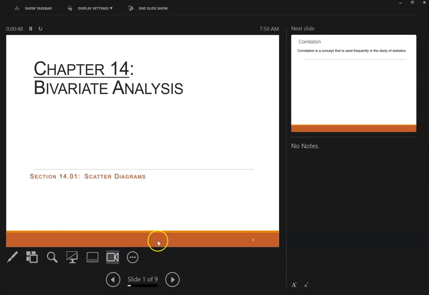The first test that we're doing is the chi-square test for independence to check for a cause and effect kind of relationship between our two variables. The second is going to be looking for a linear correlative relationship, and that's kind of what we'll be talking about in chapter 14, is how to test for that. So we're going to start with talking about scatter plots or scatter diagrams.